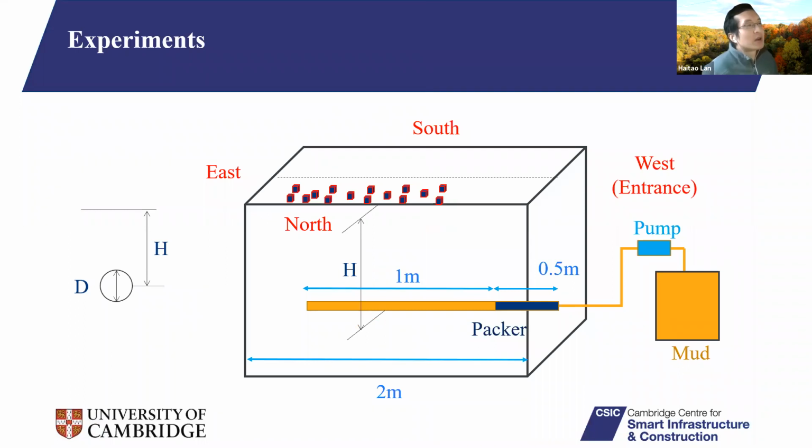So here is the configuration of this test. H is the distance from the ground surface to the spring line of this borehole. Basically, we just change this buried depth to see how this buried depth influences the mud pressure in this test. During the test, we pump the mud into the borehole, and the volume of the mud in this borehole will become more and more until the mud flows out of the ground surface.